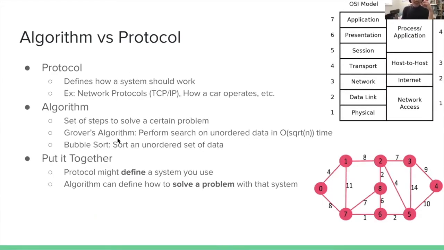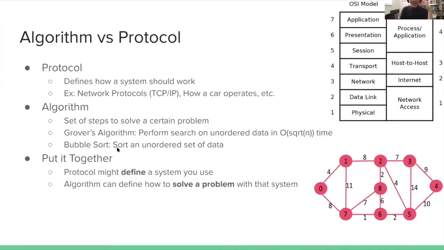And now we want to put it all together. So a protocol, as I mentioned earlier, can define a system you can use, where an algorithm can define how to solve a problem with that system. One example I can think of is an automobile. A protocol might define how the automobile works. So if I put my foot on the gas pedal, the car should go forward. If I hit the brakes, it'll stop. But there might be an algorithm for me to get to Taco Bell. It's a set of directions.